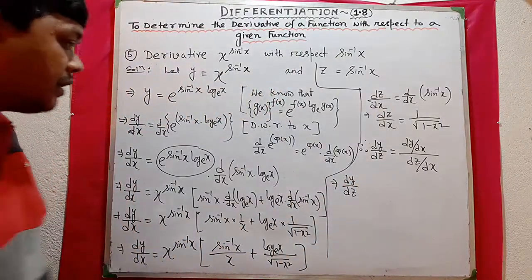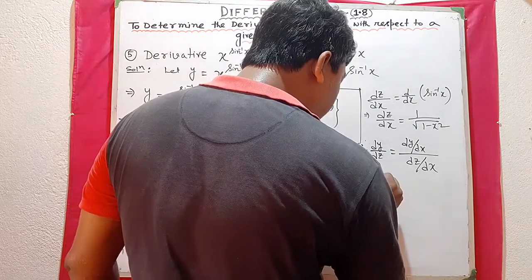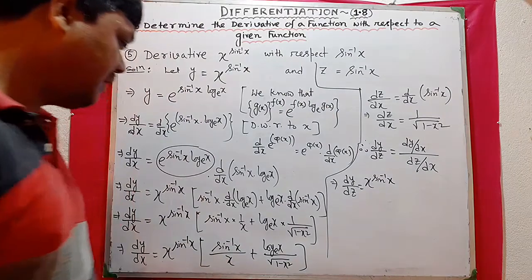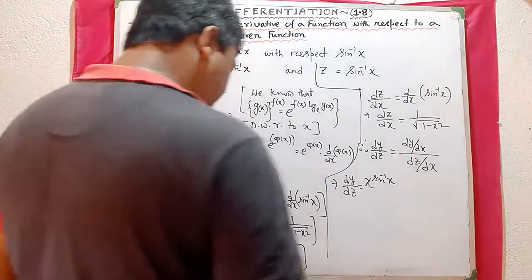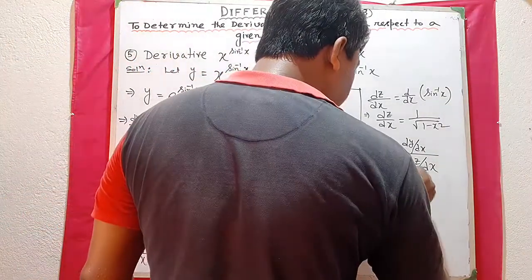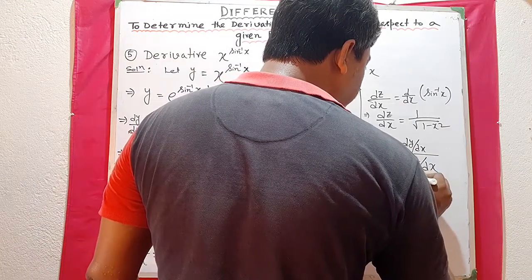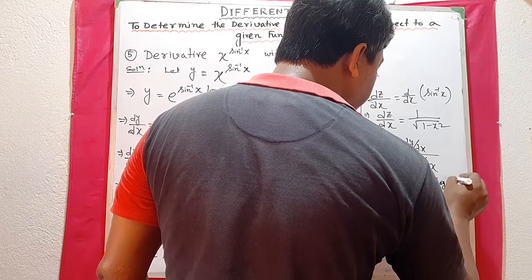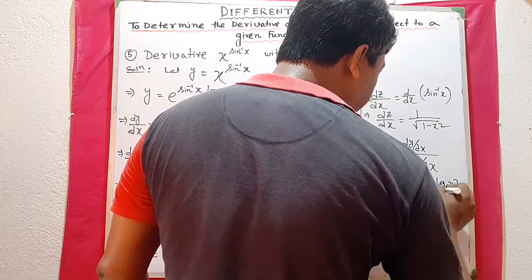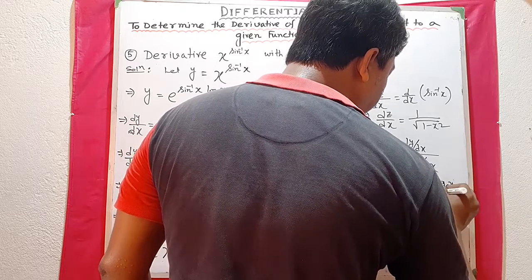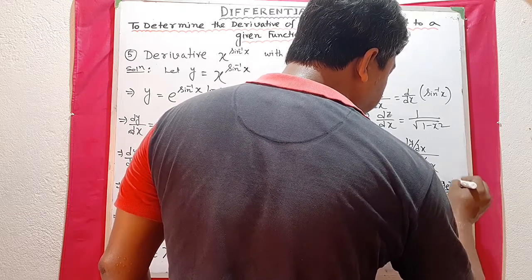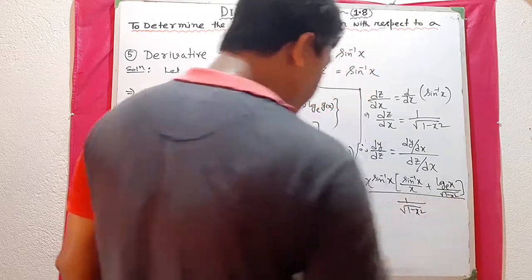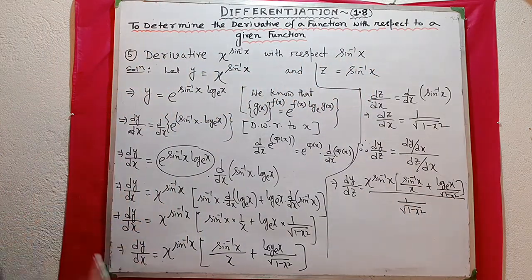Now we put dy dx, that is x sine inverse x, sine inverse x by x plus log x base e by square root of 1 minus x square by square root of 1 minus x square. Okay, and you can simplify it.